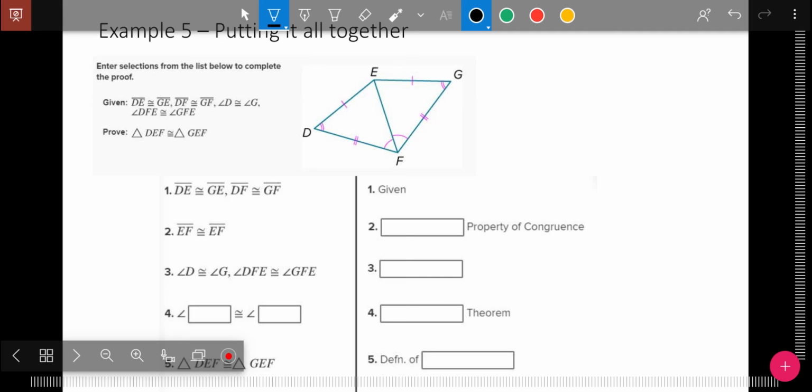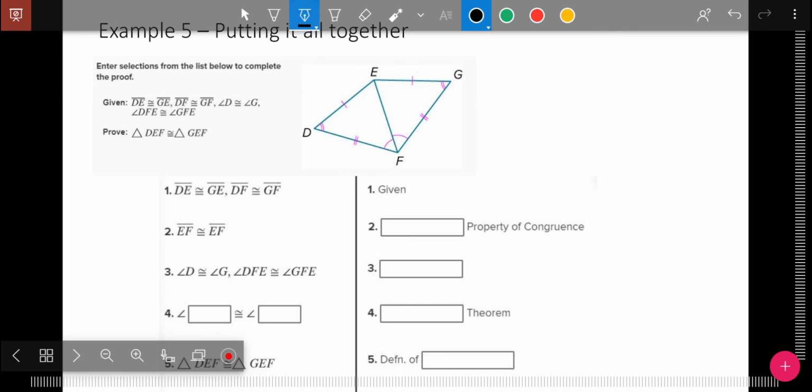Okay. So let's break it down one last time here. What is the given? DE is congruent to GE. DF is congruent to GF. They mark those. Angle D is congruent to angle G. They mark that. DFE is congruent to GFE. They mark that. All right. And so they wrote down the given. They didn't write down the whole given at once. Notice that.